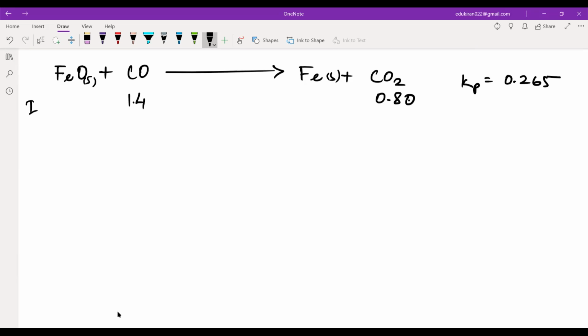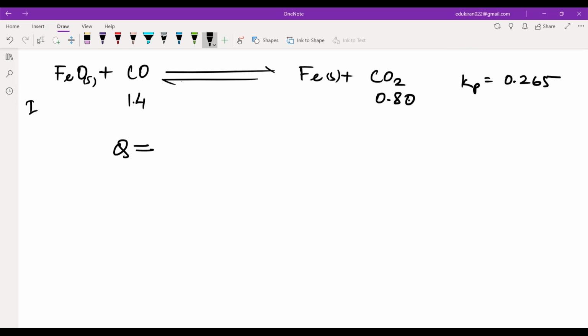Okay, Kp is 0.265. Now we have both something from the product and something from the reactant, and this is in equilibrium. So we don't know whether the reaction is going forward or backward. Yes Samaira? Hannah? We don't know the direction right now. So first we calculate Q, because this is the initial concentration and it has not achieved equilibrium.